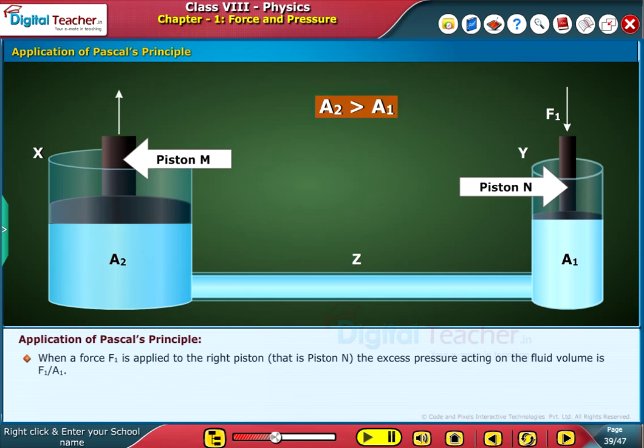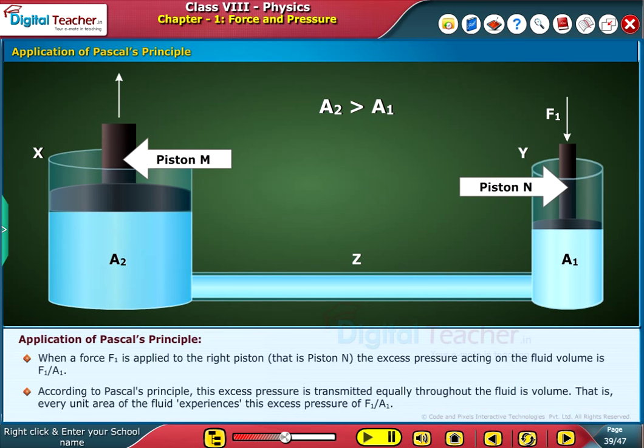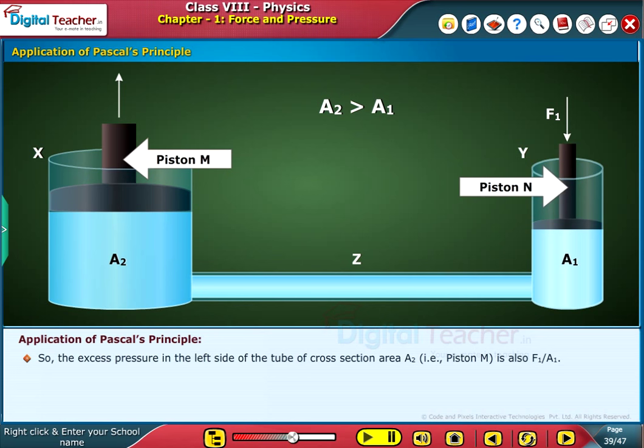When a force F1 is applied to the right piston, that is piston N, the excess pressure acting on the fluid volume is F1 by A1. According to Pascal's principle, this excess pressure is transmitted equally throughout the fluid volume, that is, every unit area of the fluid experiences this excess pressure of F1 by A1. So, the excess pressure in the left side of the tube of cross-sectional area A2, that is piston M, is also F1 by A1.